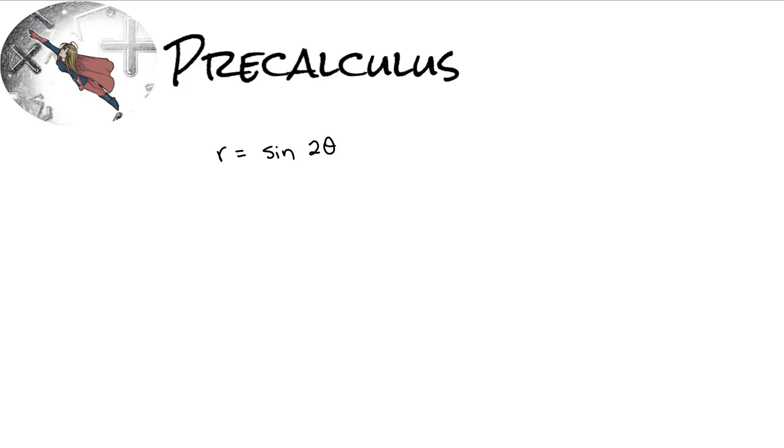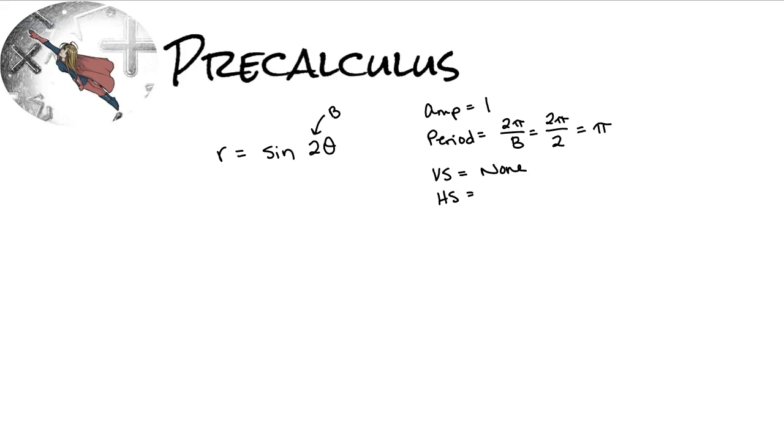Okay, so we're going to try to graph r equals sine of 2 theta. So again, let's list out amplitude. Amplitude is 1. The period now, we always do 2 pi over b, if you remember back a few chapters ago, which would, in this example, be 2 pi over 2. This is the b. So that means that the period is pi. And there's no shifts. I'll just list vertical shift, none. Horizontal shift, none.